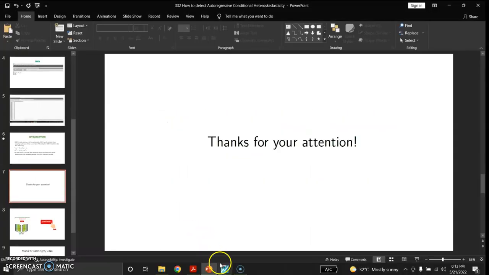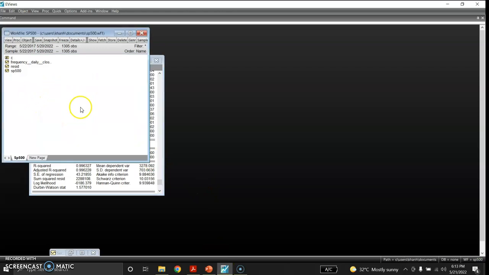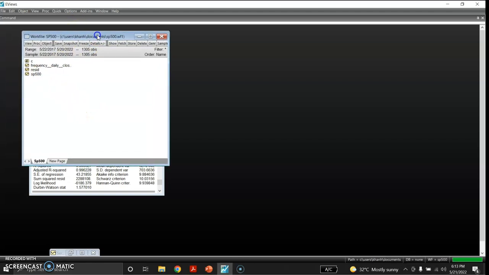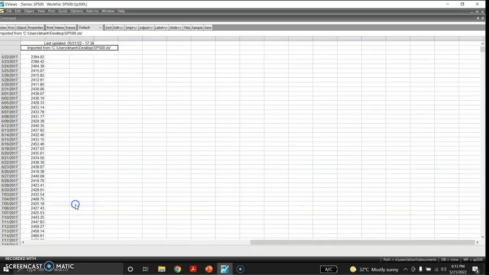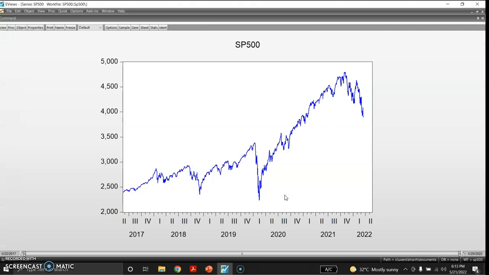So let me share with you the data. Here is the data. This is my data file, and let me open this. This is SP500. This is the data, and let me check its graph. Here is the graph of the data. So you see there are ups and downs in this data.